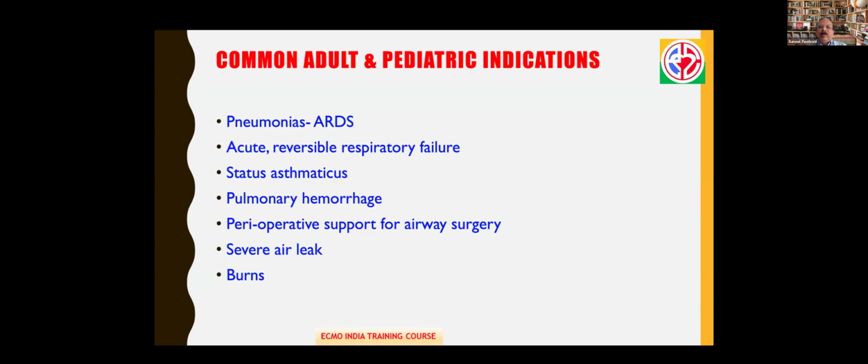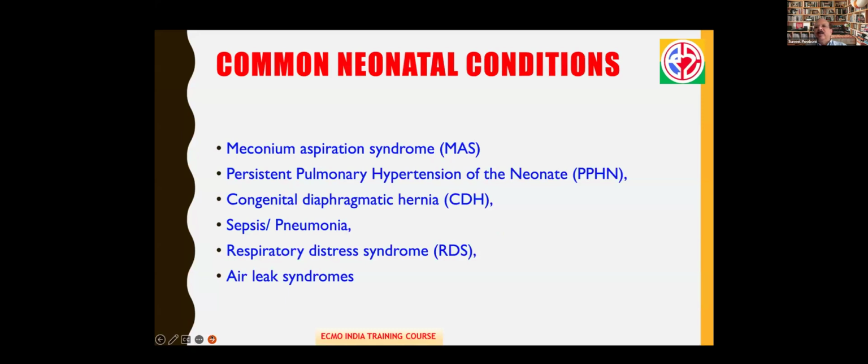Perioperative support for airway surgery, we briefly touched upon during Dipanjan's talk also. Severe air leak and burns, severe burns, respiratory burns to the lungs. These are the indications for going on to ECMO. Basically, when gas exchange becomes very difficult after maximal conventional ventilation, that is a time to consider going on to ECMO.